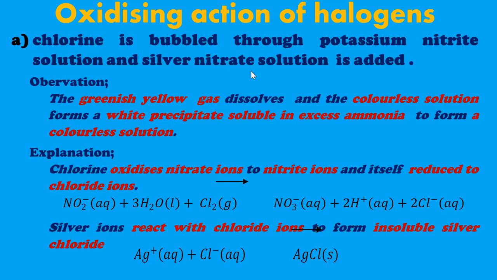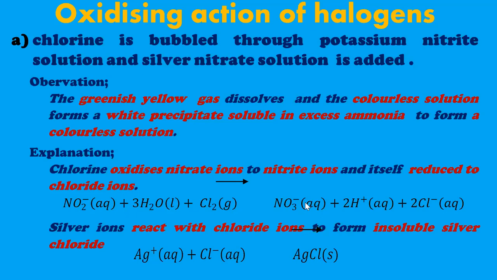Teacher, the explanation. So here, chlorine is an oxidizing agent. It oxidizes nitrite ions, not nitrate. It should be nitrite ions. So it oxidizes nitrite ions to nitrate ions, and it's self-reduced to chloride ions. Just have this equation the way you see it here. We shall have more time to see how to derive the equation.